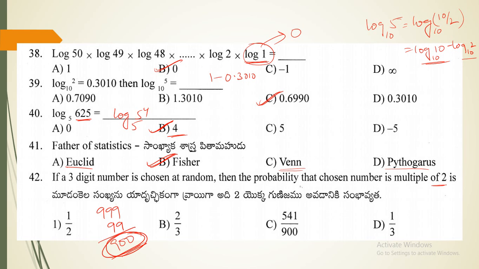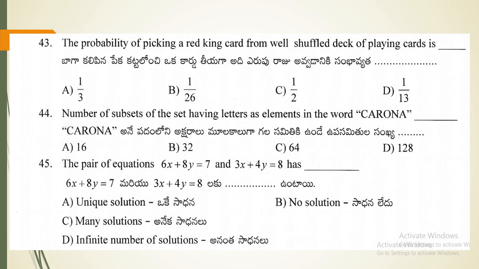Out of these 3-digit numbers, you will have even number, odd number, even number, odd number, alternately, so everything will be in pairs. So what is he asking? Multiple of 2, no? Multiple of 2 means every even number. So totally out of 900, exactly half the numbers are multiples of 2. So clearly what is the answer? 1 by 2.